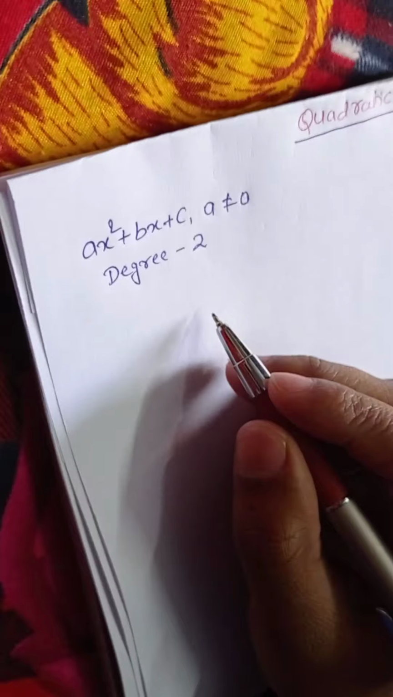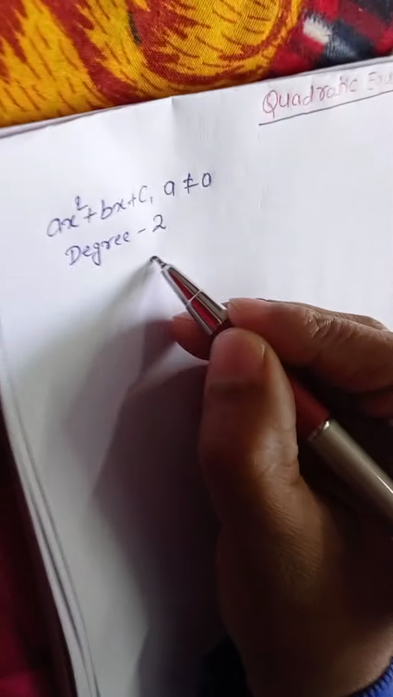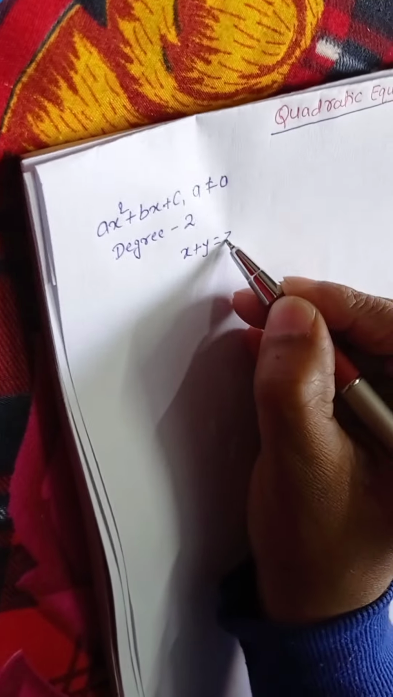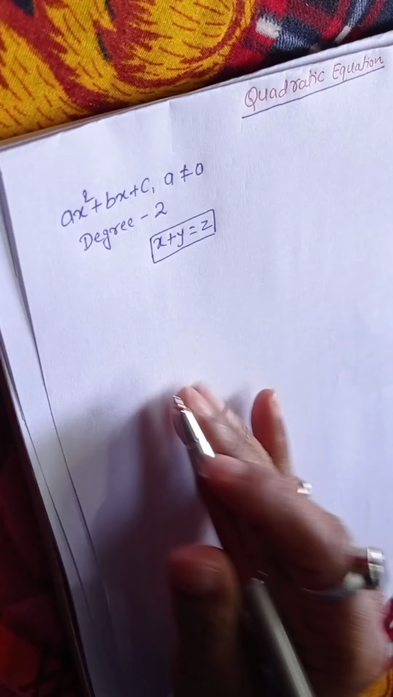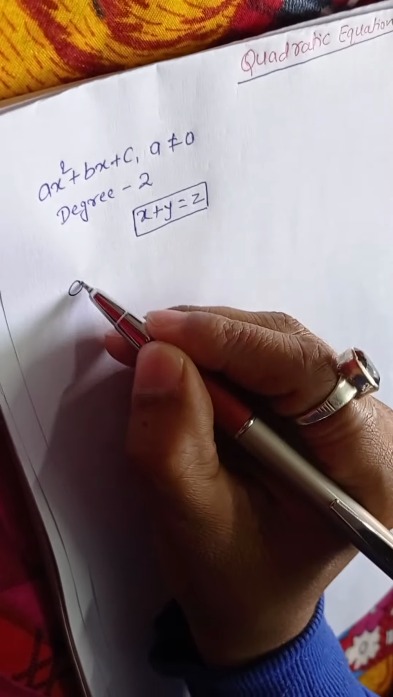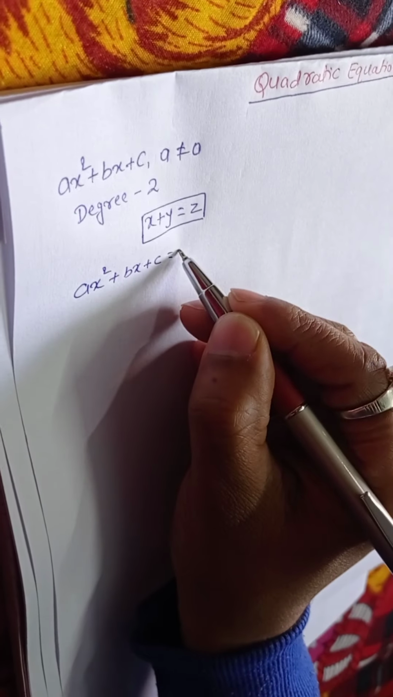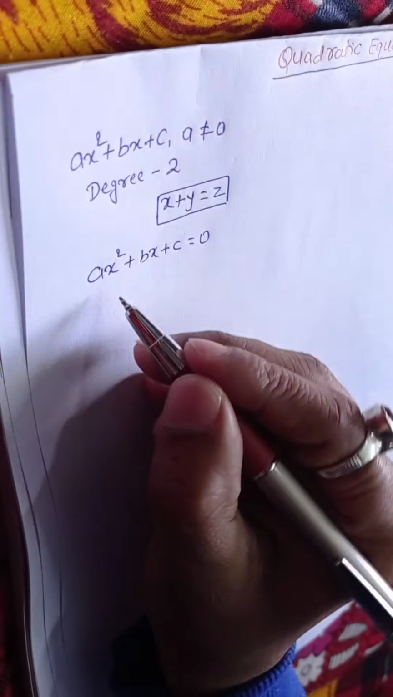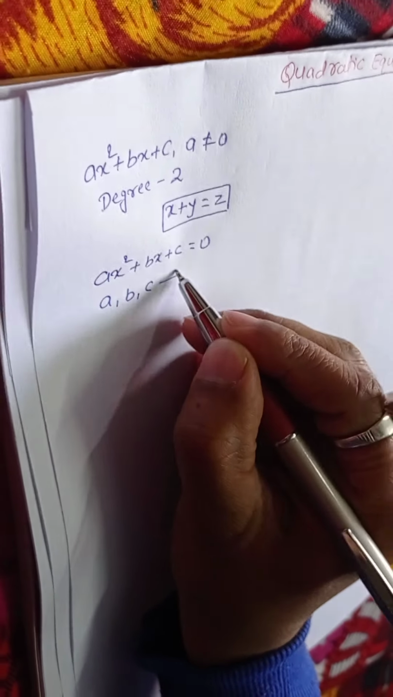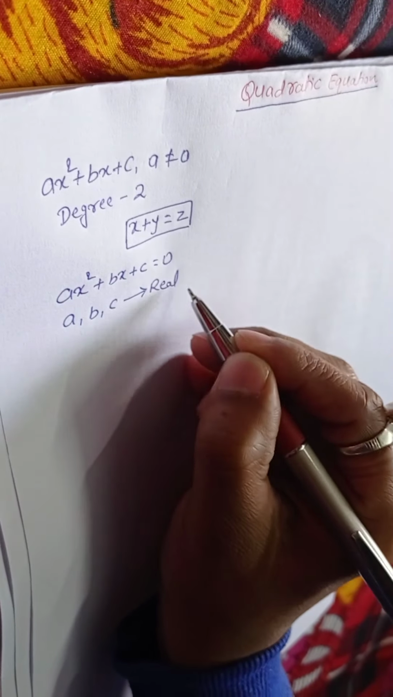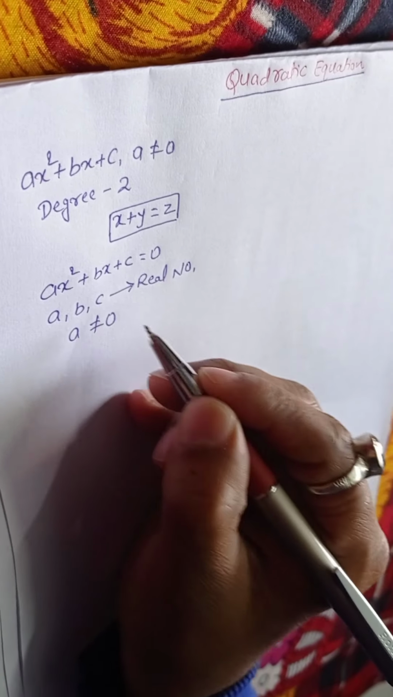Then what is the quadratic equation? First of all, we should know the equation. The equation has two sides, like x plus y equal to z. This is called the equation. If we equate the quadratic polynomial with 0, then it is called the standard form of quadratic equation, where a, b and c are constants and also real numbers, and a should also not be equal to 0.